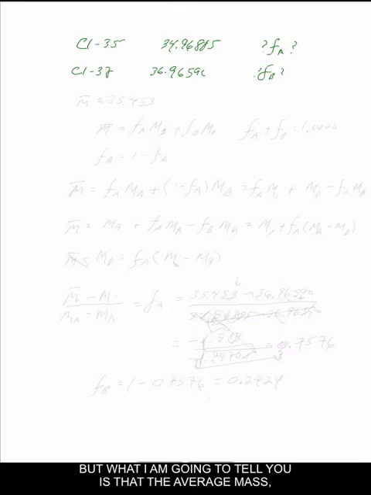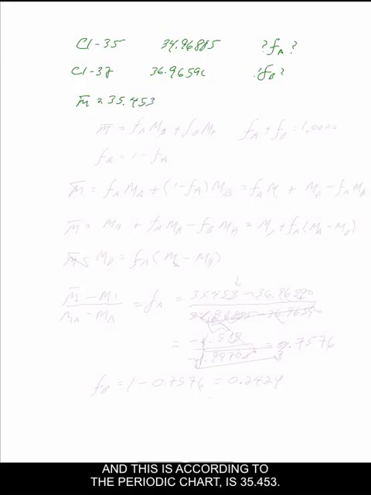But what I am going to tell you is that the average mass, and this is according to the periodic chart, is 35.453. So the question here is, how do I calculate what frequencies A and frequency B actually are? So again, you set up the equation. This is always a general principle.